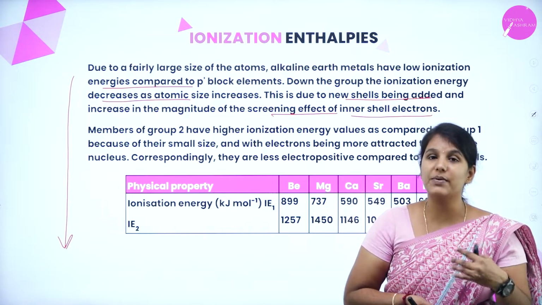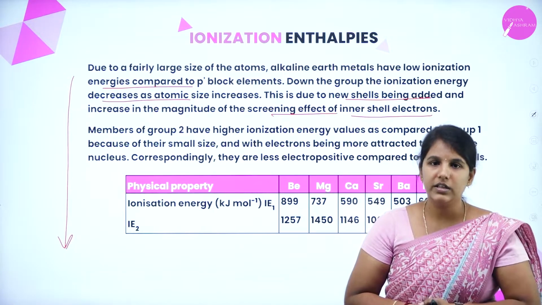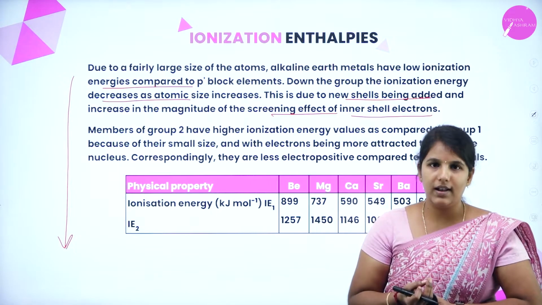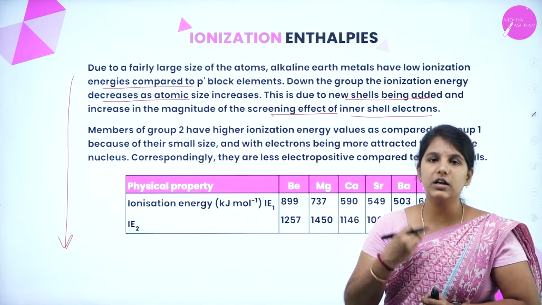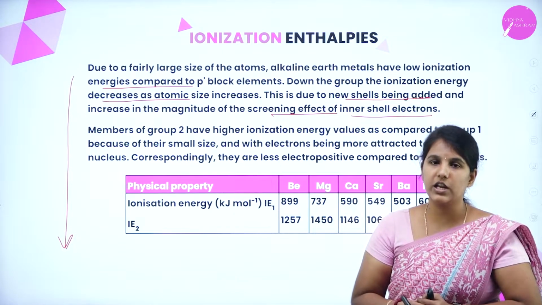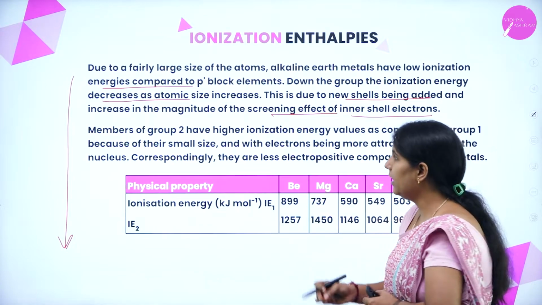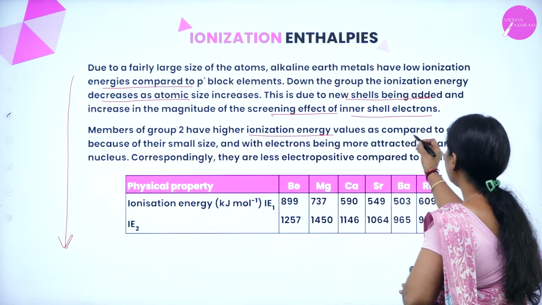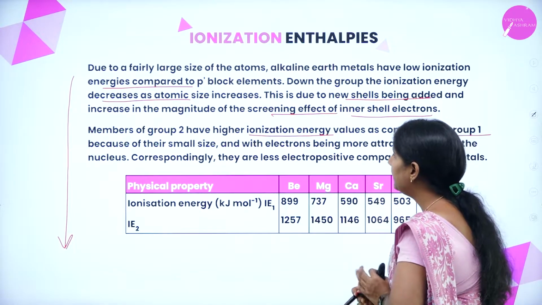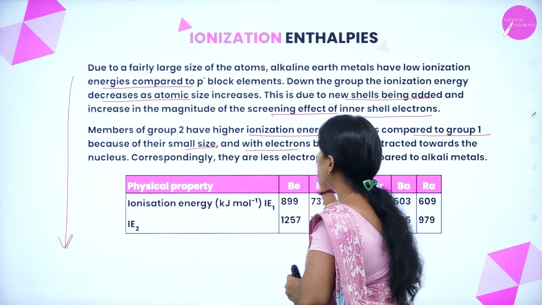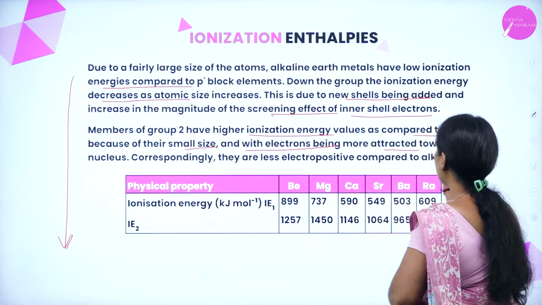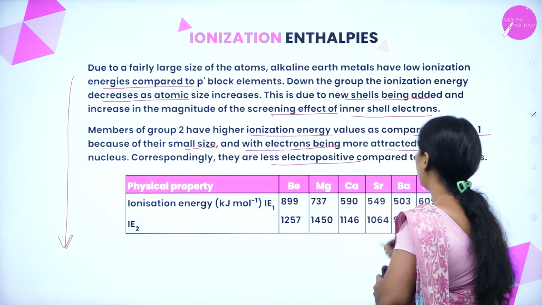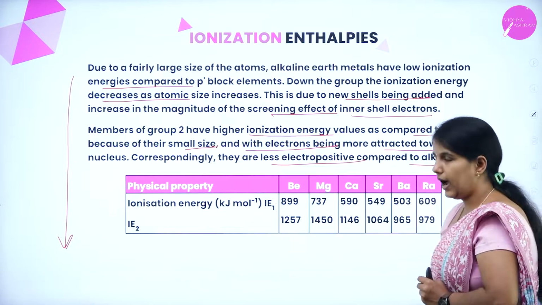It also gets increased because of the increased atomic number. So that is why it is very easy to remove the electrons from the last shell, so increasing due to the atomic size, the ionization energy also gets decreased. Okay. So the members of group 2 have a higher ionization energy value as compared with group 1 because of the smaller size, and with the electrons being attracted towards the nucleus, correspondingly they are less electropositive as compared with the alkali metals.